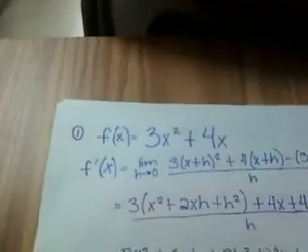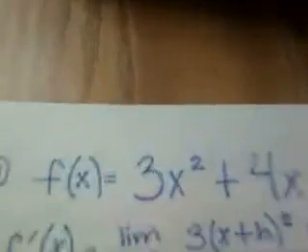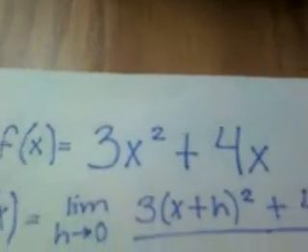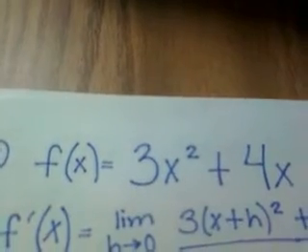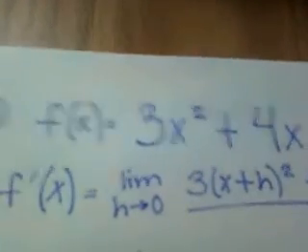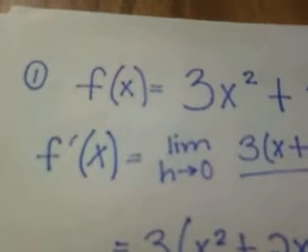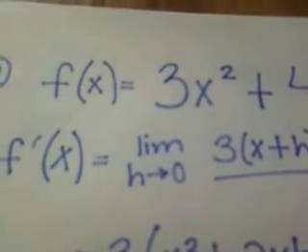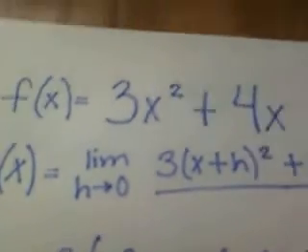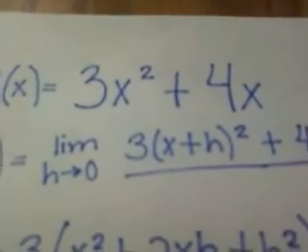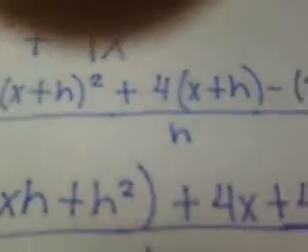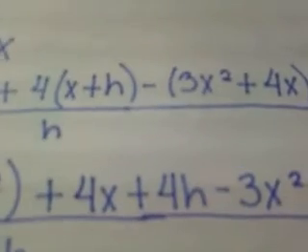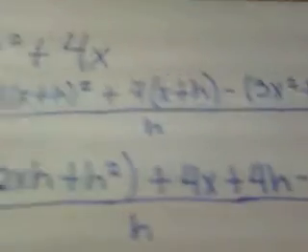These are my video problems. We are going to start with number 1. f(x) equals 3x squared plus 4x. We are going to solve this problem and find the derivative by using the definition of a limit, which would come out being the limit as h approaches 0 of 3(x plus h) squared plus 4(x plus h) minus the original f(x), which would be 3x squared plus 4x, divided by h.